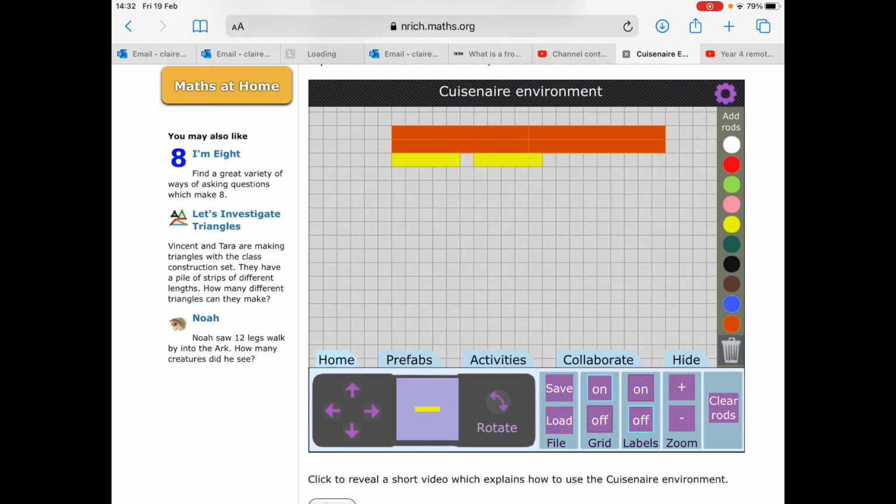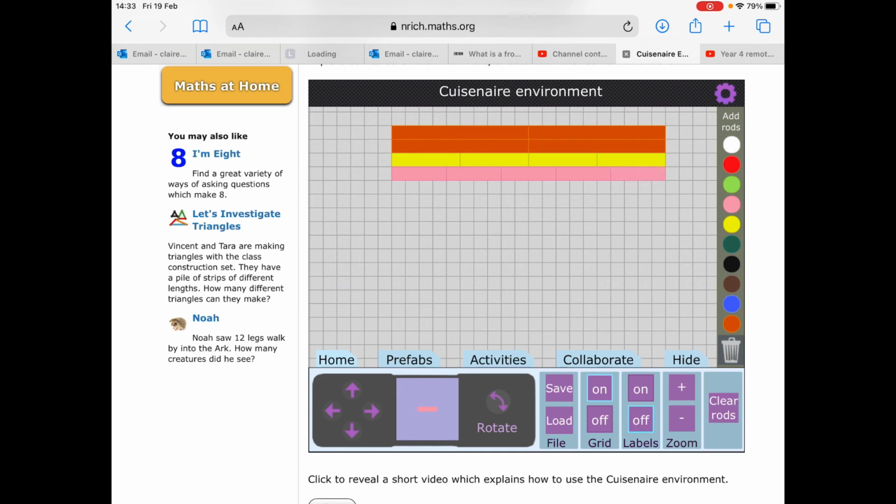5, 10, 15, 20. There we go. Now there are 4 lots of 5. So that's given me a major clue. I know now that 4 is going to be a factor as well. 4, 8, 12, 16, and 20. So 4 is another factor.